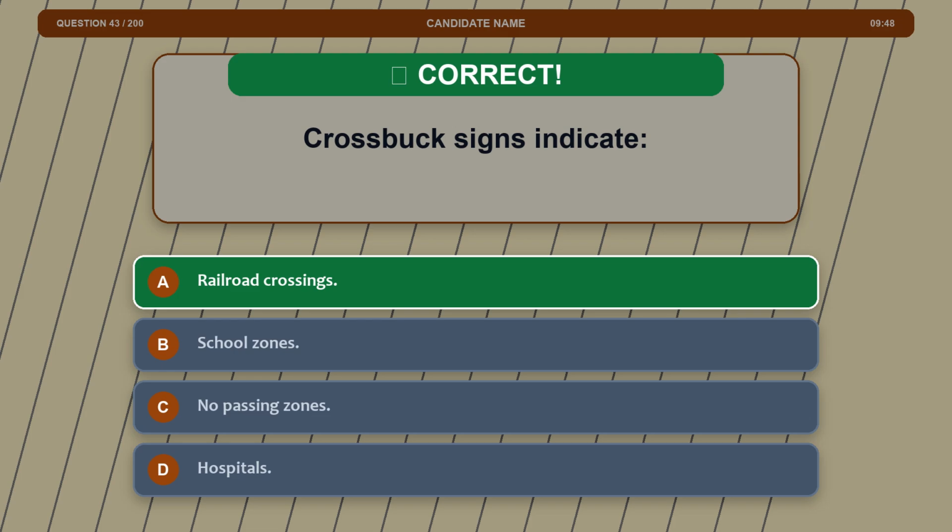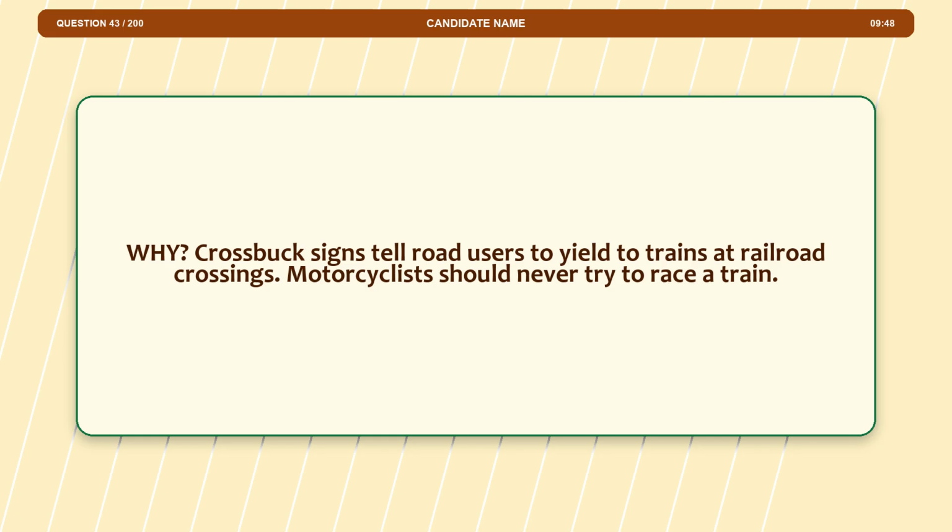The correct answer is option A, railroad crossings. Explanation: crossbuck signs tell road users to yield to trains at railroad crossings. Motorcyclists should never try to race a train.